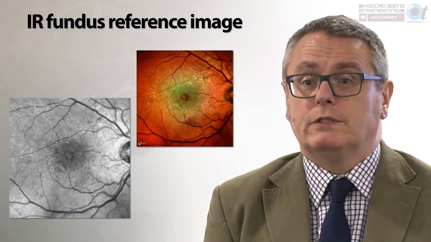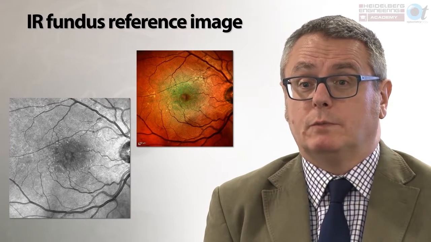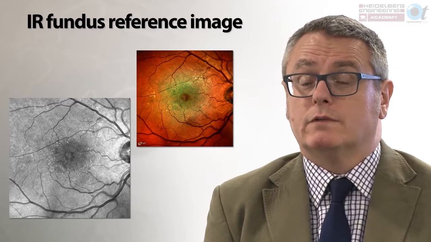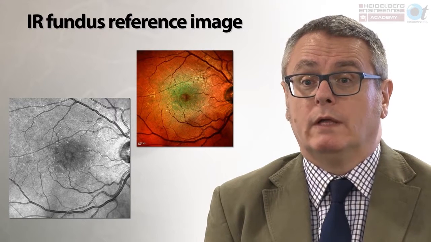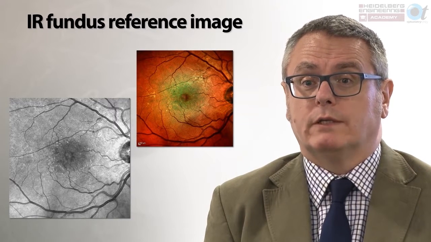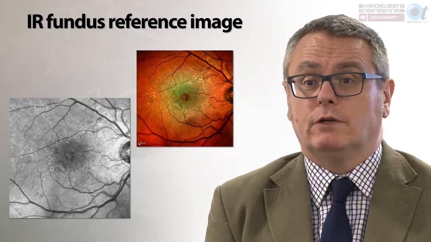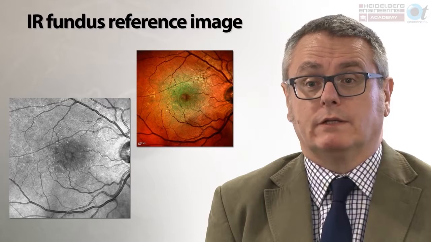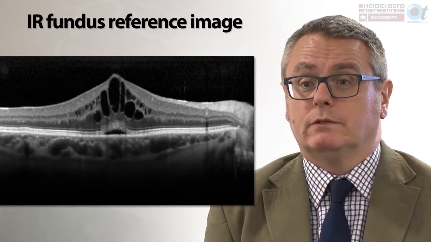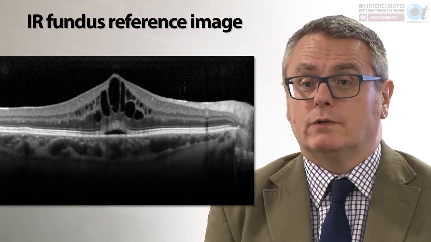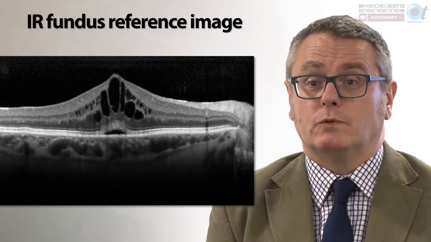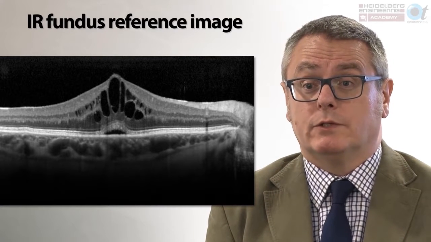Again, another example, this time in a patient with mild non-proliferative retinopathy who's also got evidence of maculopathy. There's a small change on the infrared reflectance image corresponding to a microaneurysm, and then generalized absorption of the infrared reflectance centrally. Again, when we look at the OCT cross-section, the structural change on the OCT corresponds to the area of absorbed reflectance on the OCT image.